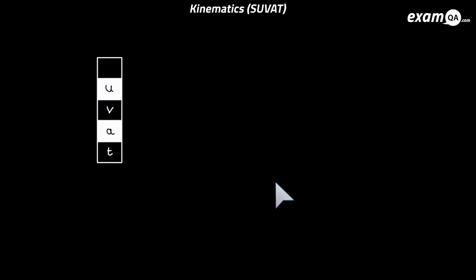Okay, so now we've got U, V, A, and T. So take a moment and tell me which formula uses these 4 letters. And this is the one you should have said. V equals U plus AT. Again, let's look at some numbers and use this formula. So in this question, we need to work out A. So we're going to start by filling the formula in.